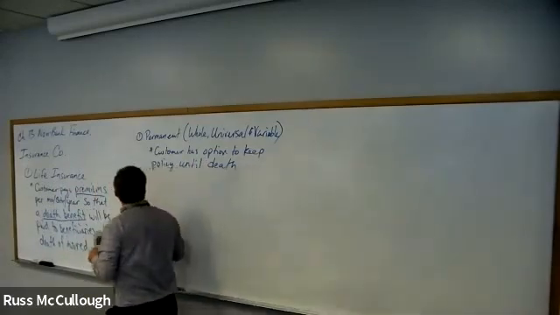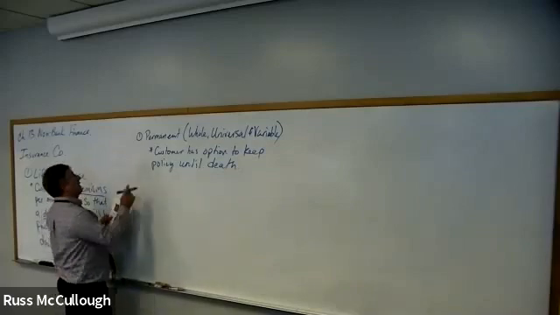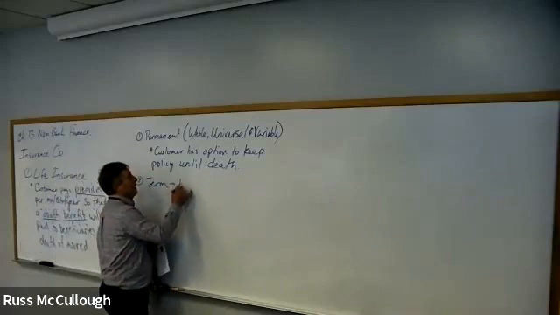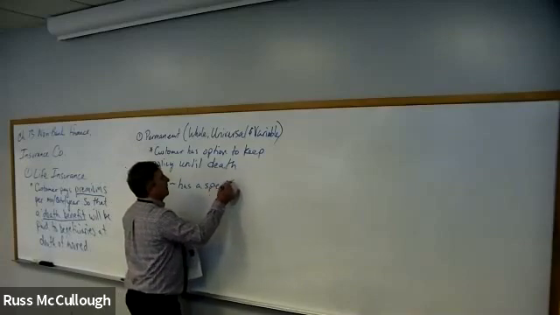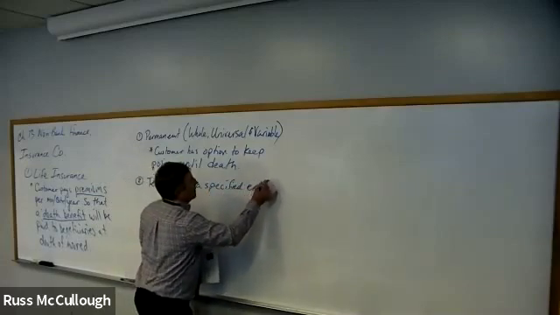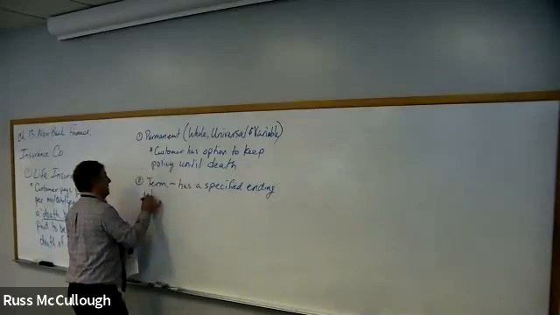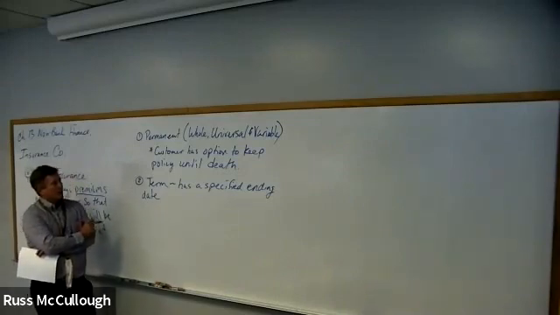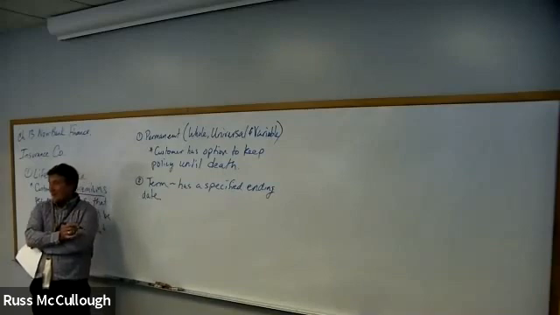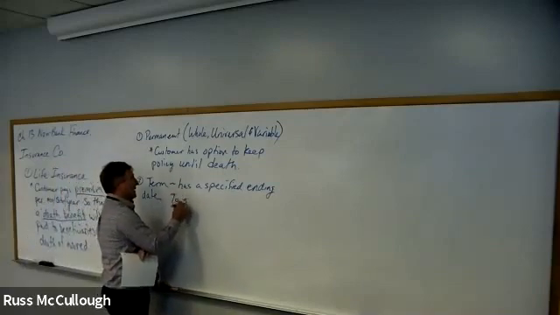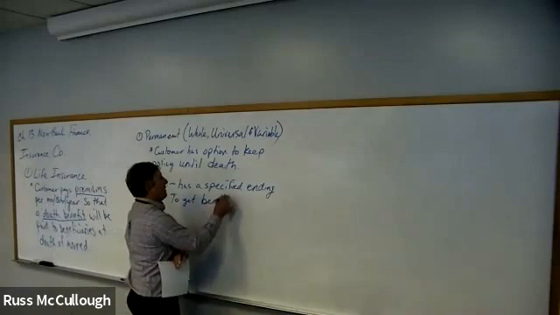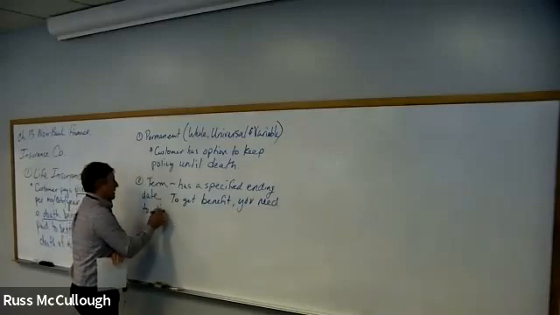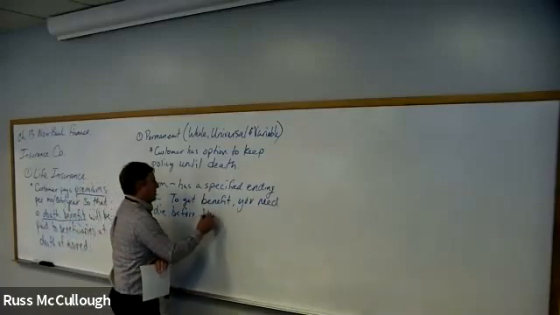Term insurance has a specified term where it goes away. So with a term policy, this has a specified ending date. So basically, to get the benefit, you need to die before the term ends.